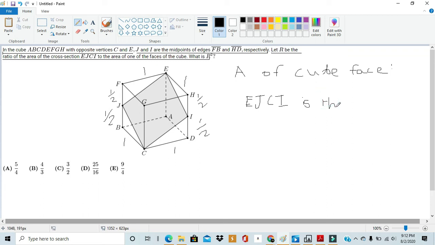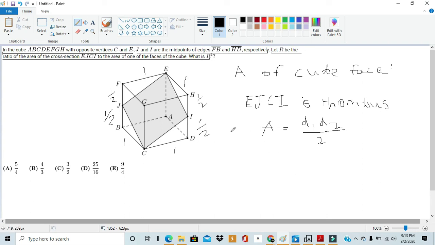So now that we know that EGCI is a rhombus, let's think. How would you compute the area of a rhombus? It's quite simple. To compute the area of the rhombus, we just use the formula A is equal to D1 times D2 divided by 2, where D1 and D2 represent the two diagonals of the rhombus.